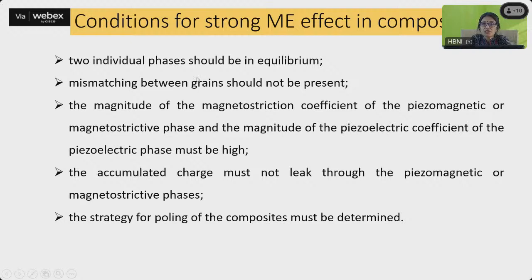The two individual phases should be in equilibrium. Mismatch between the grain sizes should not be present. The magnitude of the magnetostriction coefficient of the piezomagnetic or magnetostrictive phase and the magnitude of the piezoelectric coefficient of the piezoelectric phase must be very high. The accumulated charge must not leak through the piezomagnetic or magnetostrictive phases, and the strategy for poling of the composites must also be determined.